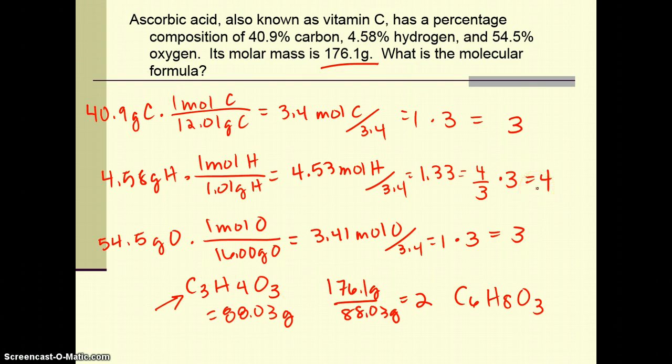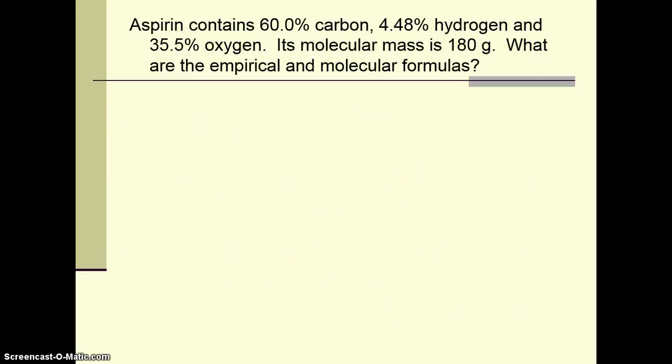This whole part here is what we learned yesterday. We just found empirical formulas. This right here is the new part for today, where we're going to take those empirical formulas and then use them to find molecular formulas. And then we'll look at one more. Aspirin contains 60% carbon, 4.48% hydrogen, and 35.5% oxygen. Its molecular mass is 180. What are the empirical and molecular formulas?